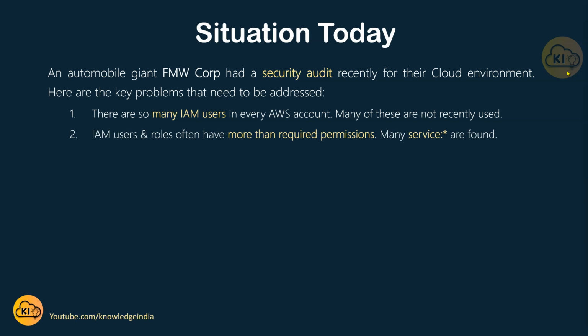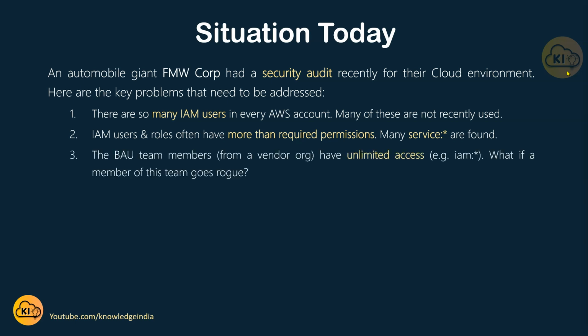Problem number two, IAM users and roles often have more than the required permissions. So when the auditor looked at the policies which these IAM users or roles have, the auditor found a lot of star scenarios, which means, for example, a lot of EC2 star, IAM star, DynamoDB star, and things like that. A lot of stars in the IAM permission. So most of the time, more than required permissions.